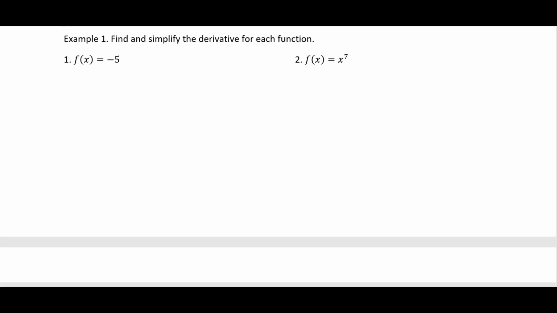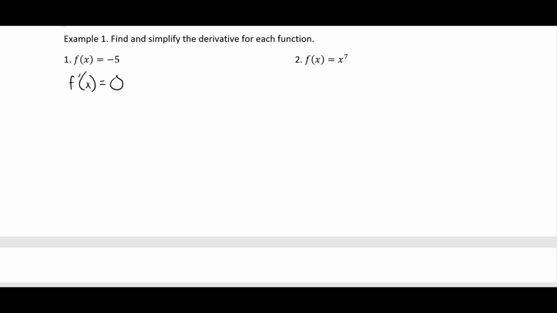Okay, so now let's practice finding and simplifying the derivative for some functions using our shortcut rules that we have. So the first one, f of x equals -5. In this case, this function is a constant function, so it's f of x equals some value. So because of that, we know using the constant rule that f prime of x is going to equal 0. So remember, the derivative of any constant is equal to 0.